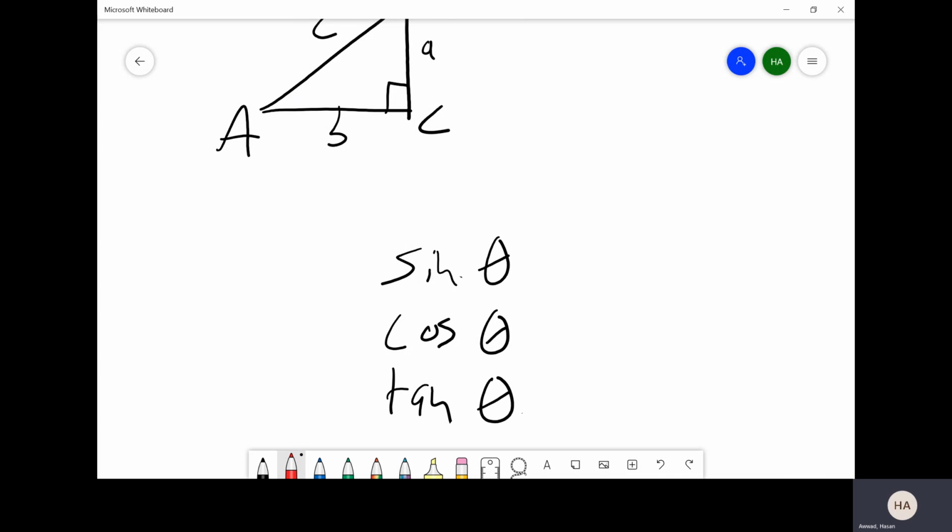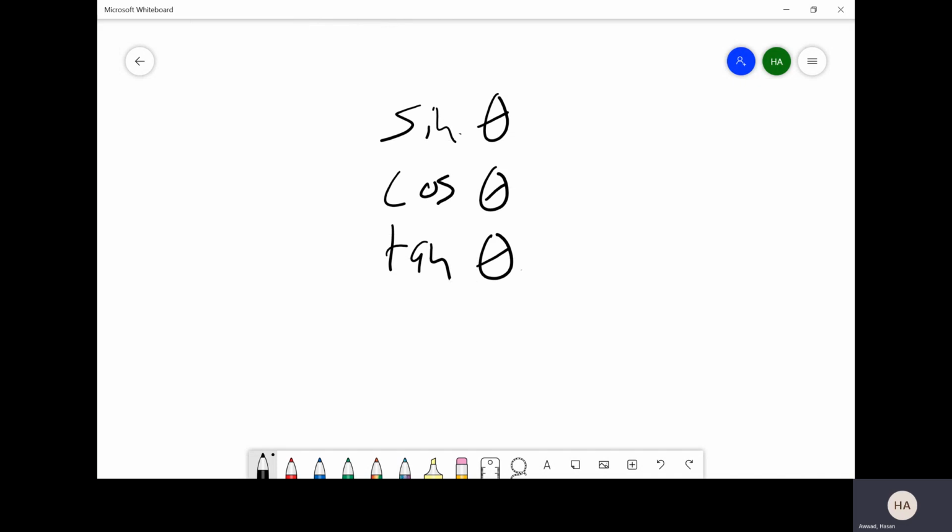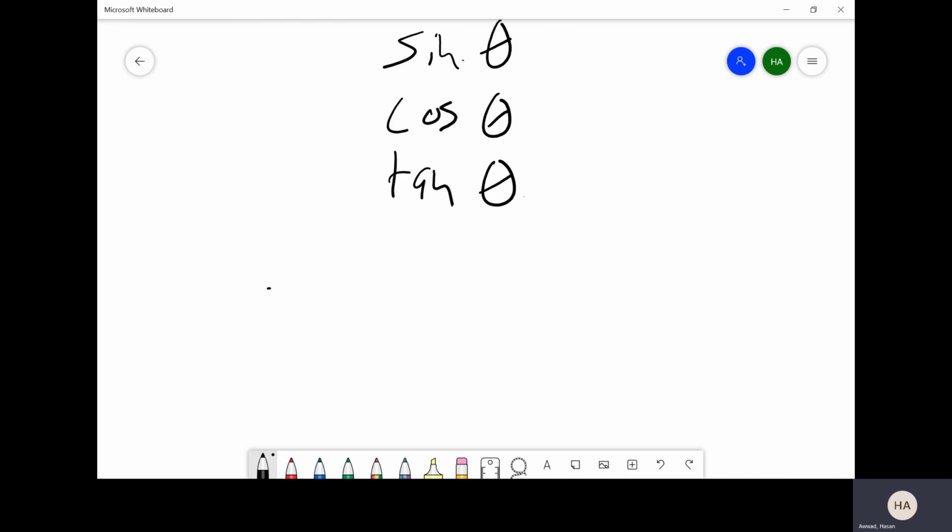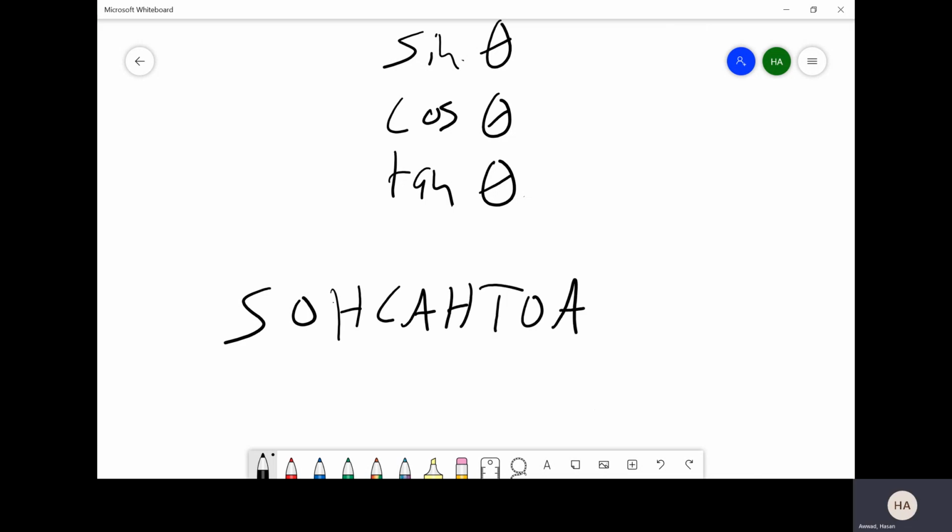So we have to figure out what these are. Now, there's a mnemonic device that, again, some of you have probably heard before, that we're going to go over. And the mnemonic device is called SOHCAHTOA. It flows off the tongue, super easy to remember. SOHCAHTOA. And to write it out, SOHCAHTOA. What does this stand for?